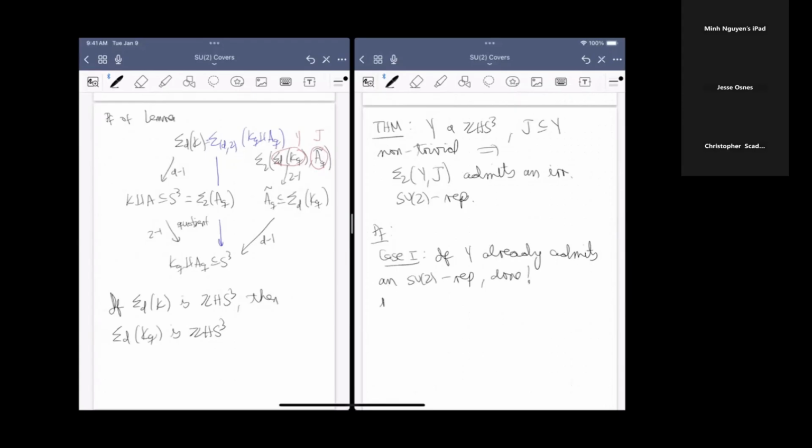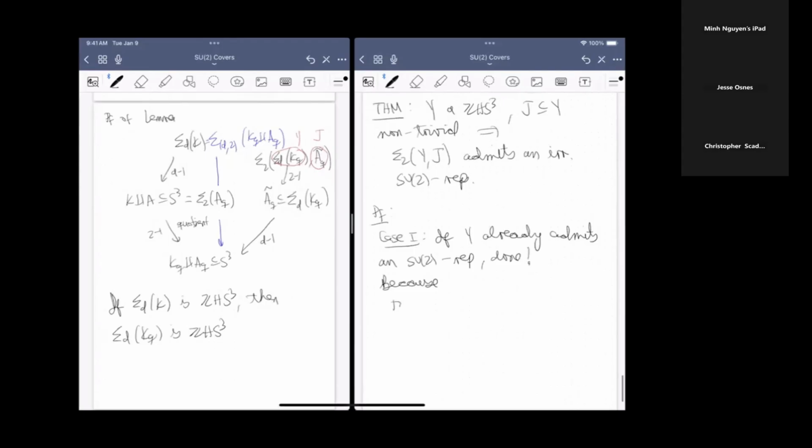And this is because we always have a surjection of this form. And in fact, as a comment, there's nothing special here about these two.